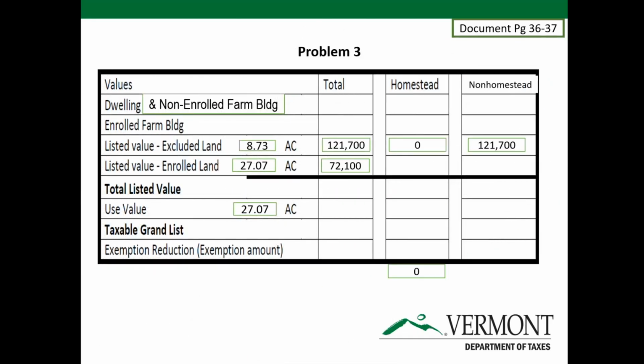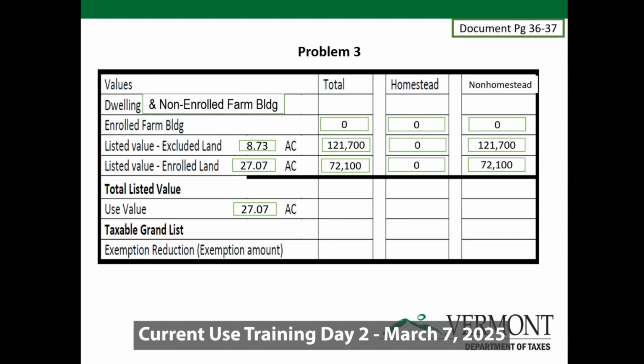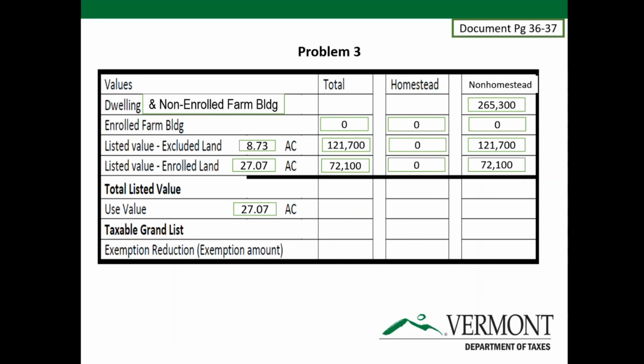So we'll repopulate the numbers we've already assigned. We know there are no enrolled farm buildings, so we're going to go ahead and zero that whole row right out. And then we're going to plug in that 265.3 that we found in the non-homestead column. Again, no declaration on file. We can go ahead and total up those columns. And again, we're back to the overall parcel value of 459,100. Anything else here, Christy? Nope.